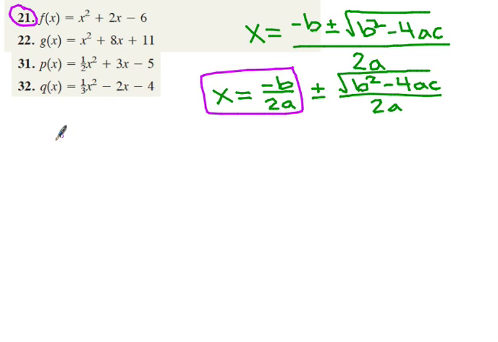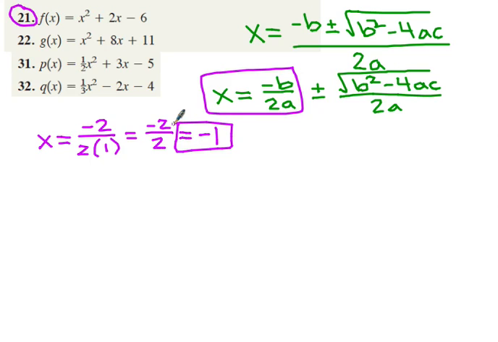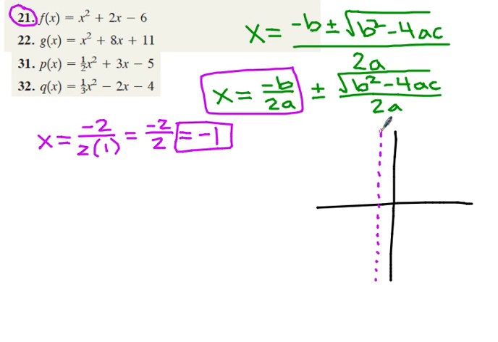my axis of symmetry will be x equals negative b over 2a, which equals negative 2 over 2, which is just negative 1. So if I'm thinking about this graphically now, I know that everything is going to have symmetry on the vertical line x equals negative 1. So that's at negative 1, basically.